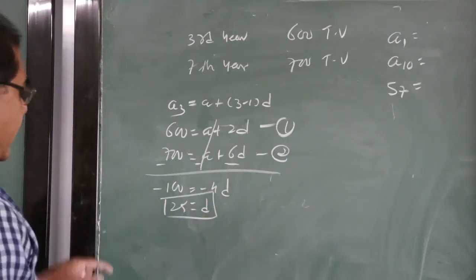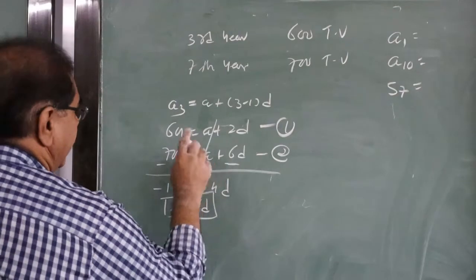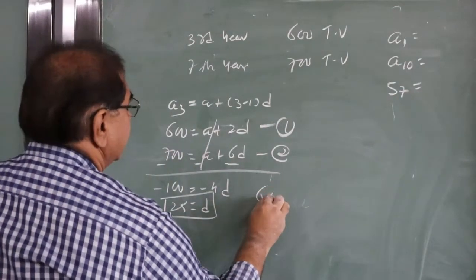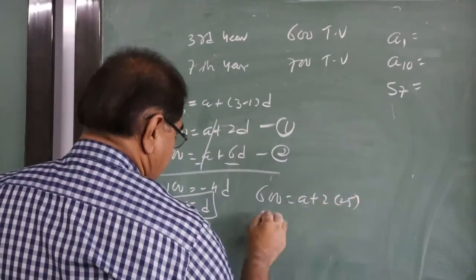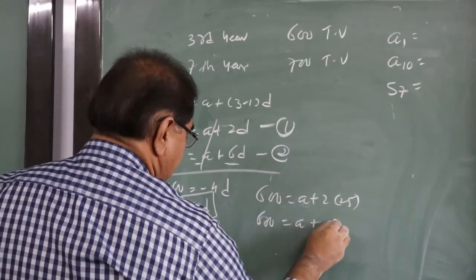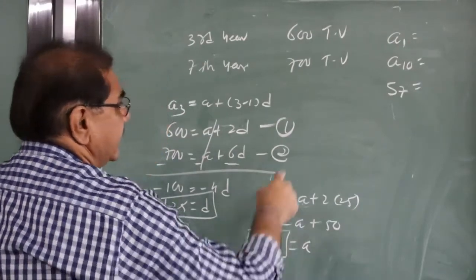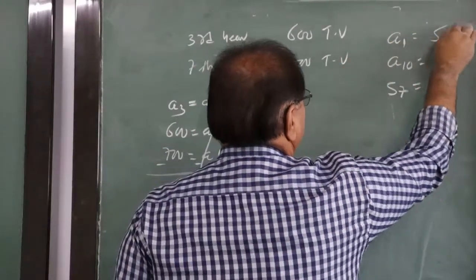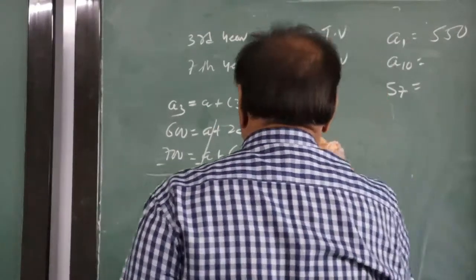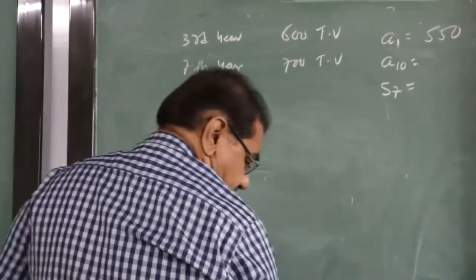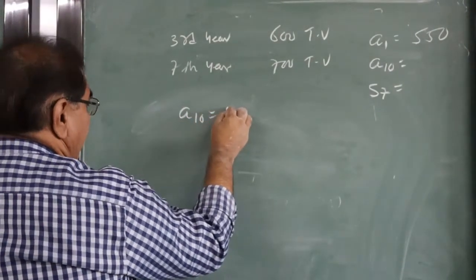So D is 25. In any of the equations, you put the value of D as 25 and find the value of A. I take the first equation: 600 is equal to A plus 2 times 25. So 600 is equal to A plus 50. So A is equal to 600 minus 50, which is 550. This is our first answer, A1 is equal to 550. Now go for A10, the number of televisions produced in the 10th year. So A10 is equal to, A is what?